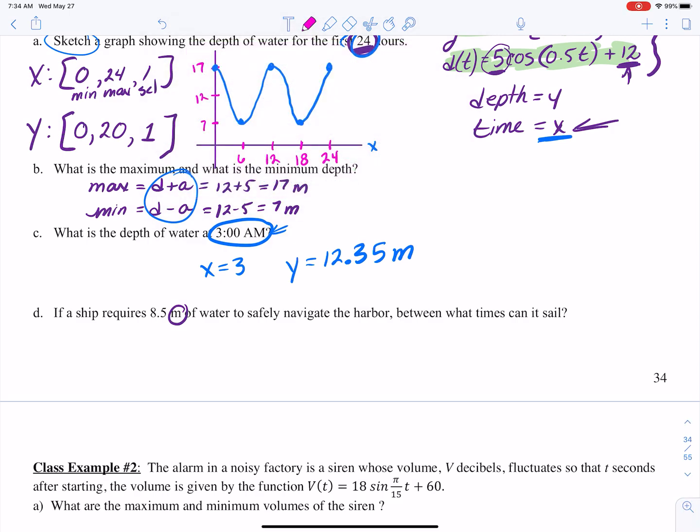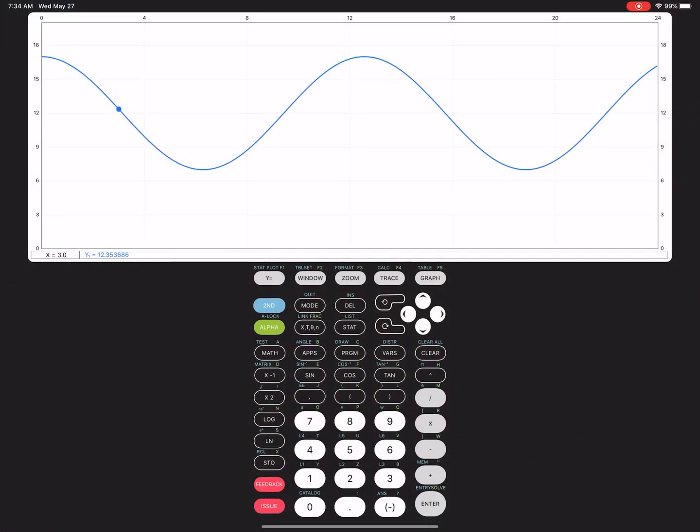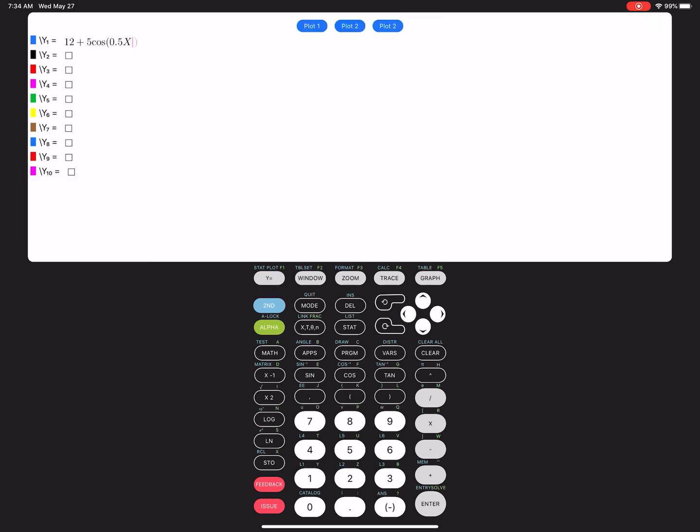Now let's take a look at D. If a ship requires 8.5 meters of water to safely navigate the harbor, between what times can it sail? So I know that depth is a y value. So I'm going to go ahead and graph 8.5 as a second graph.